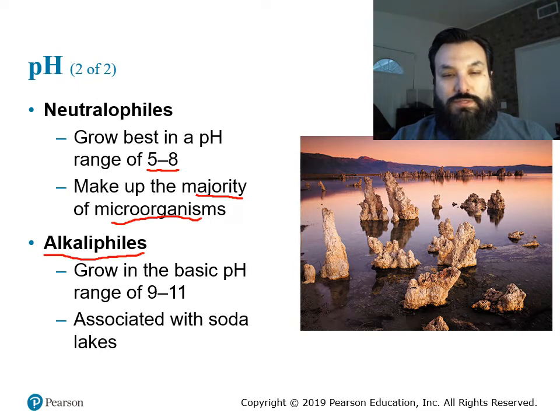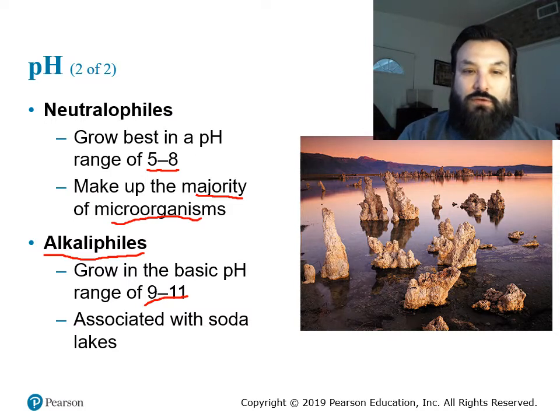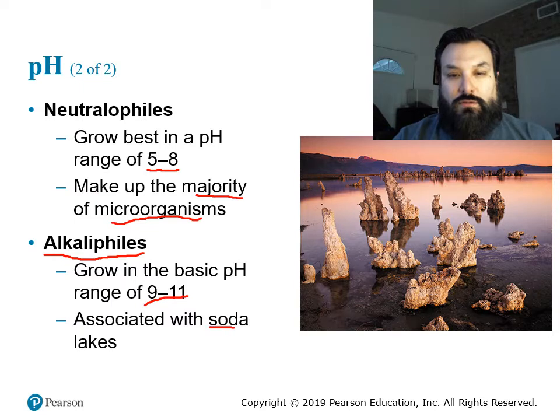Alkaliphiles are the opposite of the acidophiles. They're the basic ones, right? So here's the range there. On the pH scale, 9 to 11 is basic, right? So that's alkaliphiles. And what we're seeing here on the right side is what we call a soda lake, right?